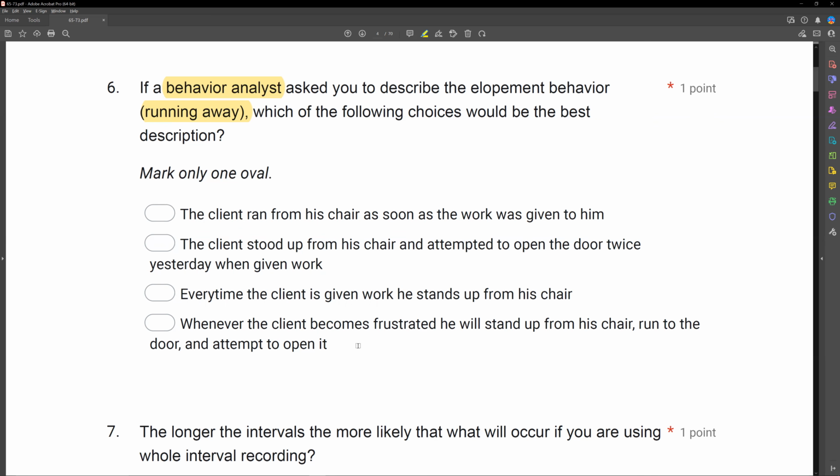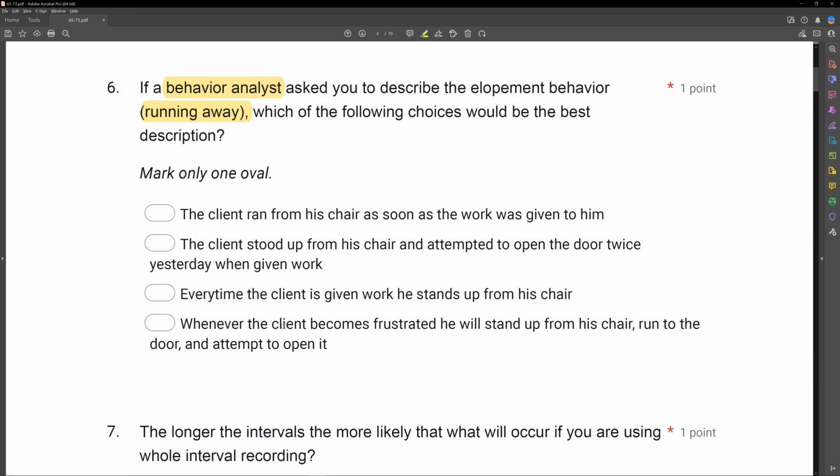And then D, whenever the client becomes frustrated, he will stand up from his chair, run to the door, and attempt to open it. This one's actually pretty good, except for what? Well, you can't use frustrated as why the behavior occurred, right? We don't use emotions to describe why behavior happens. So that immediately eliminates D, even though the rest of it's good, right?